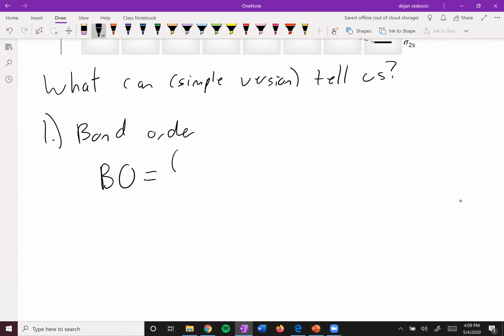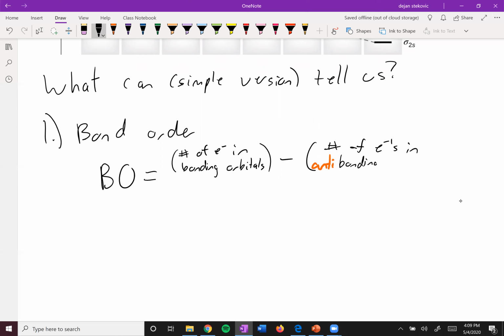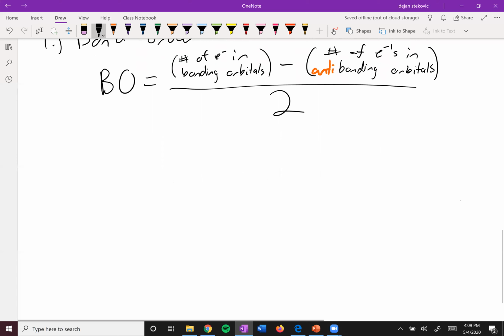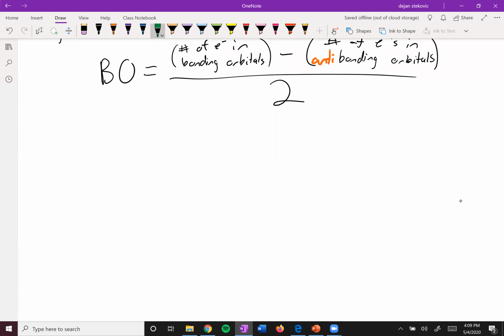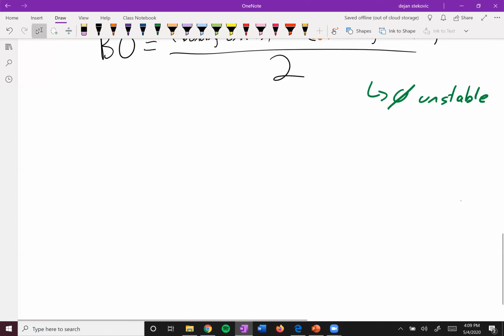And so in molecular orbital theory, the bond order is equal to the number of electrons in bonding orbitals minus the number of electrons in anti-bonding orbitals, all divided by 2. And if you get a 0 here, that means that it's unstable, that these two compounds will not bond with one another.